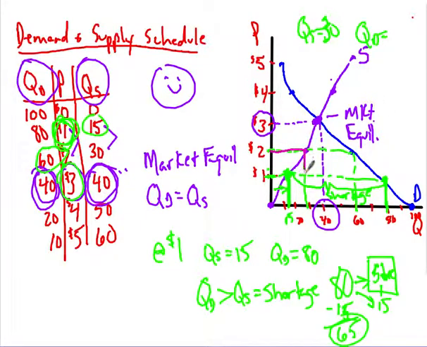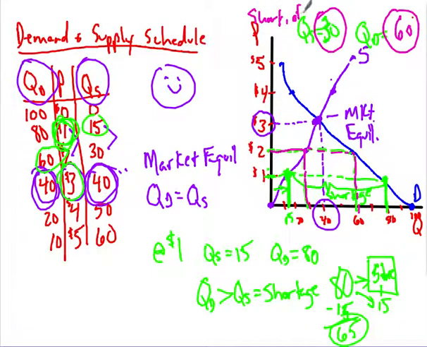So $2, and then we come over here. So quantity demanded is 60, and so what's going to happen? 30 units are on the shelf. 60 people show up. We're going to end up with a shortage of 30. All right, and so that's how we measure excess demand or excess supply.